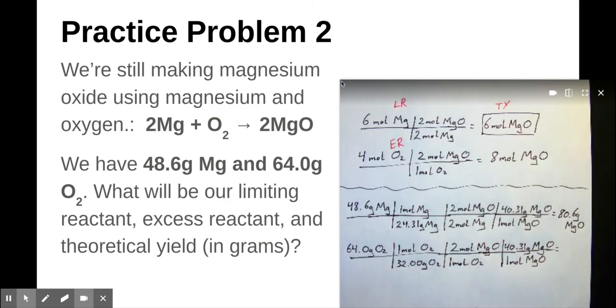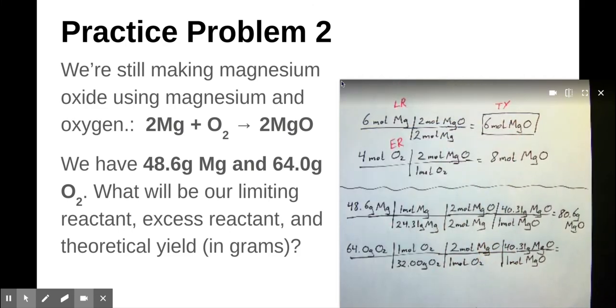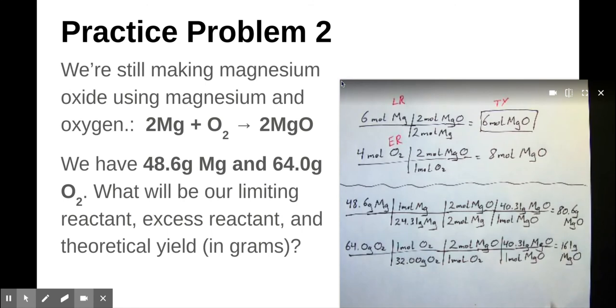Plug that all into your calculator, and you should get 161 grams of magnesium oxide. So you have enough oxygen here to make 161 grams of magnesium oxide. So I hope that that answers your question.